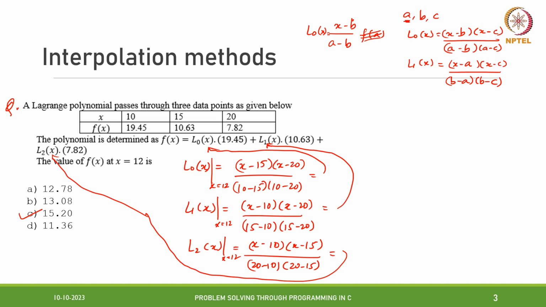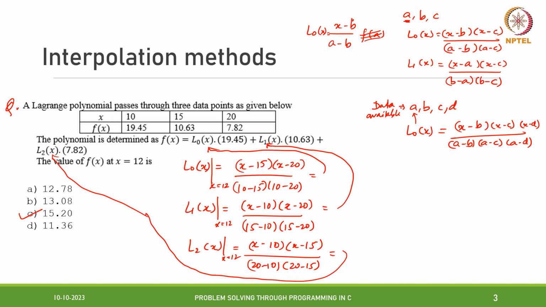Okay. So if you have A, B, C, and D, these are the data available, that's what you're saying, right? And I need to find L0 of x. I'm assuming that L0 of x is related to A, so I'm writing it at point A. It will be (x - b)(x - c)(x - d) / ((a - b)(a - c)(a - d)). Is it clear?